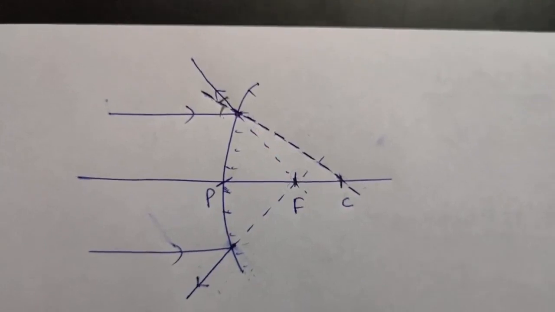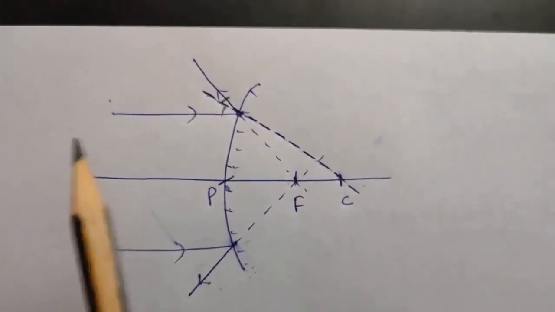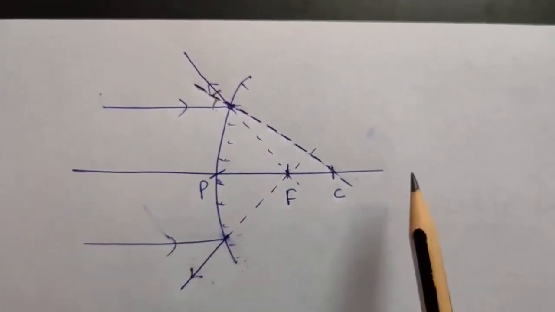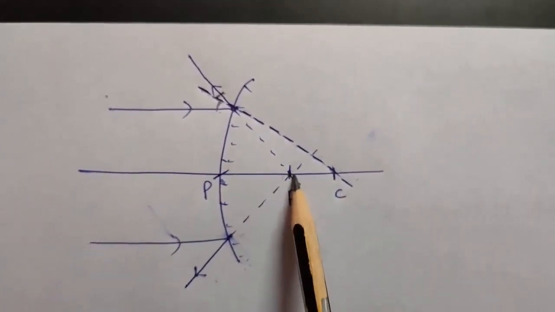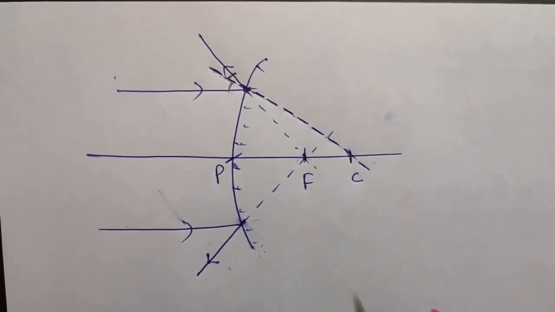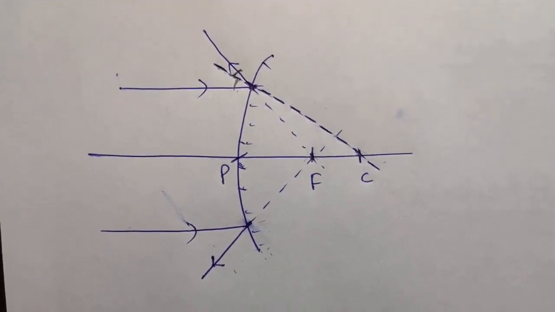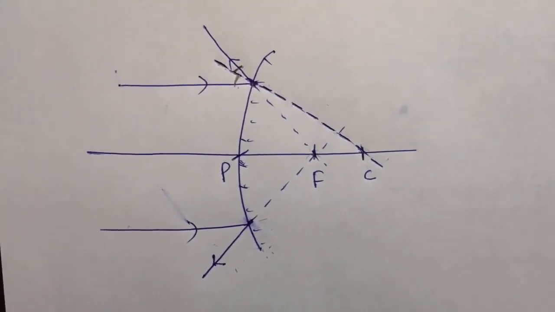So again in this, the incident rays which are parallel to the principal axis are passing through a point, or you can say they appear to pass through a point on the principal axis which is called the focus. So I have told you this for both mirrors, that is concave mirror and convex mirror.